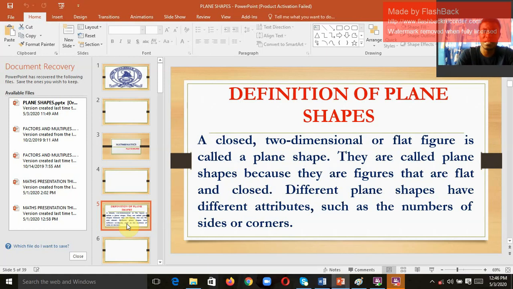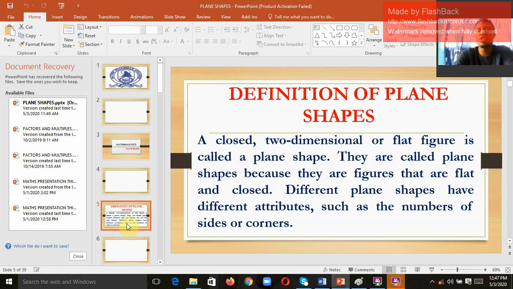Why are they called plane shapes? They are called plane shapes because they are figures or shapes that are flat and closed. I may ask you as an example question: why are they called plane shapes? Simple. They are called plane shapes because they are figures or shapes that are flat and closed. A plane shape is not open. At least you need 3 lines, 3 sides to form a plane shape. 2 lines cannot give you a closed shape. So you need at least 3 to get a closed shape. So that's why plane shapes are flat and also closed.